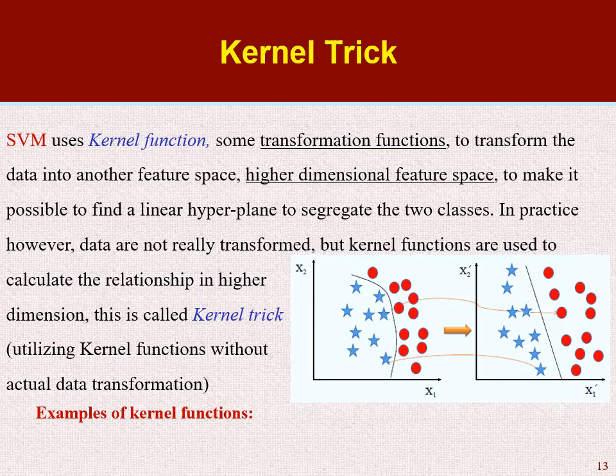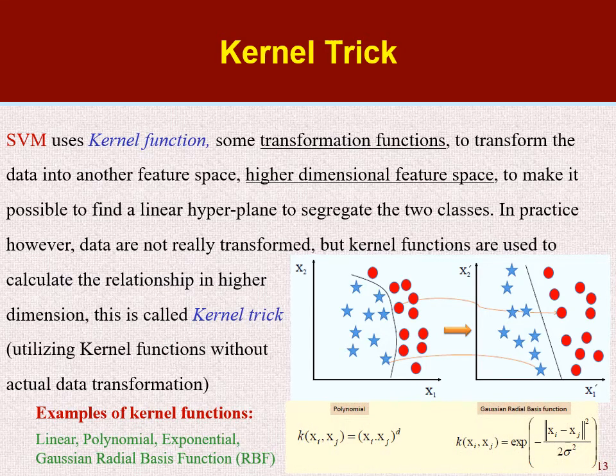Let's see examples of some kernel functions. So we can have linear kernel functions or polynomial kernel functions, for example, of degree 1 or degree 2, for example, that we square the data points. And exponential, we can have Gaussian radial basis function or RBF. The first one is an example, a polynomial with degree D. And the right one, we have the RBF.